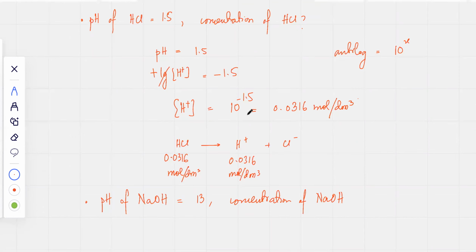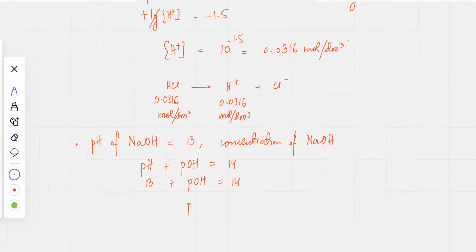Now, the first thing is you're not going to deal with pH. You're going to convert pH into pOH. You know that pH and pOH is equal to 14. pH is given as 13. So that means your pOH comes out to be 1, right? And you take the inverse. The inverse would be OH ion concentration would be 10 to the power minus 1, which is basically 0.1 mole per dm cube. Okay, is this clear?